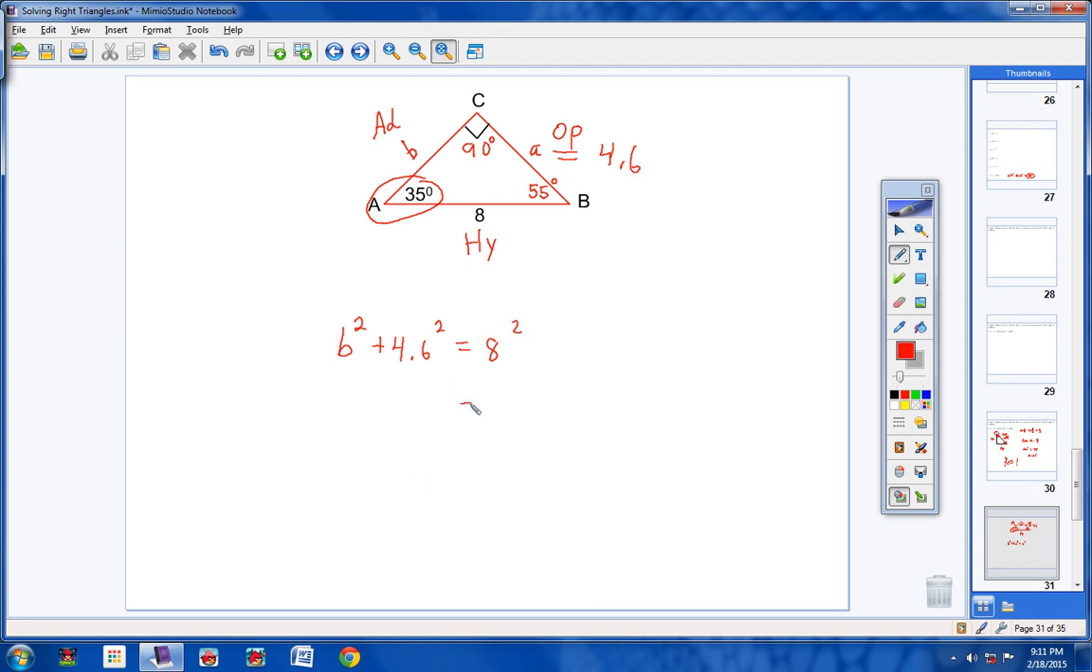Now, if you square 8, you'll get 64. If you square 4.6, you're going to get 21.16. Just use a calculator, okay? Now bring the 21.16 over and make it negative. So cross it off, bring it over, make it a negative 21.16. And you're going to get 42.84.